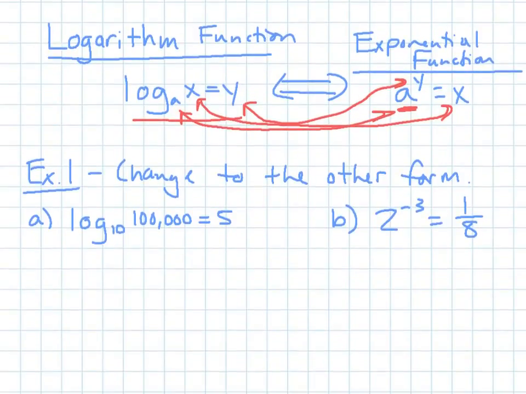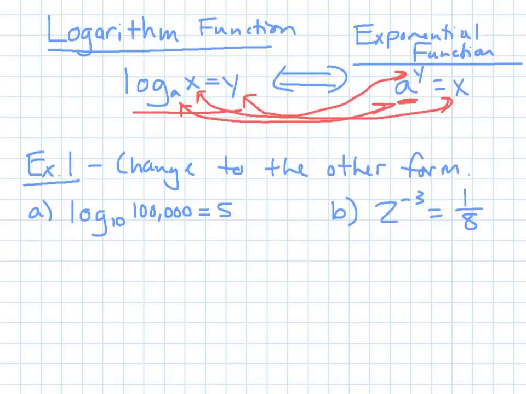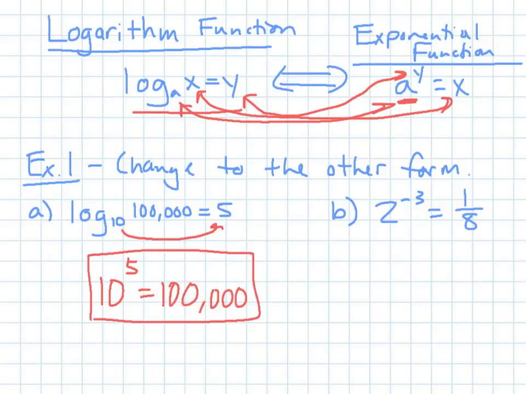Example 1 wants you to change whatever you're given into the other form. So for letter A, we're given logarithmic form, so I want to change it into exponential form. That means that 10 is my base that has a power of 5. So I go over there and bump it up, and then that equals 100,000, which we know to be the case. If we take 10 to the 5th power, we get 100,000. Okay, so that would be the answer they're looking for.